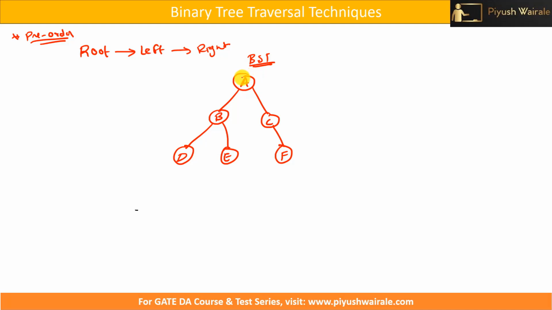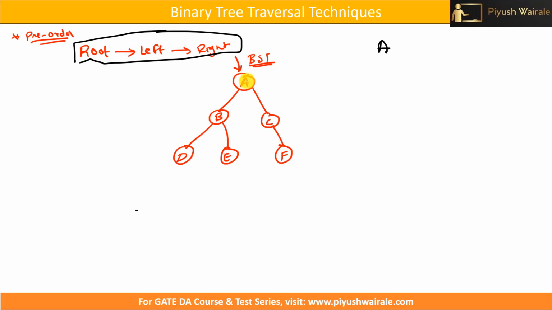Now I want to apply a pre-order traversal technique and find out the sequence of nodes in which I am going to visit. So how to do that? First, I will always start with the root node. So which node do I need to explore in the case of pre-order traversal? First, the root node. So I am going to explore the root node.